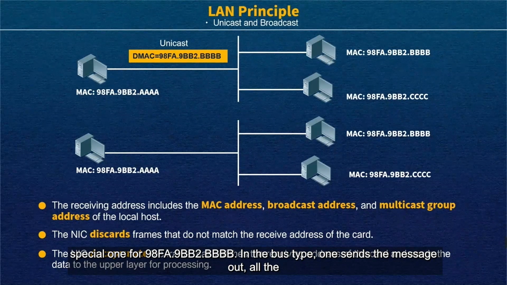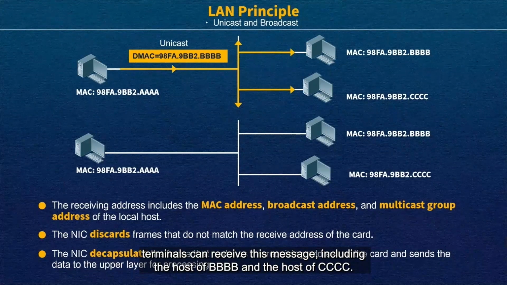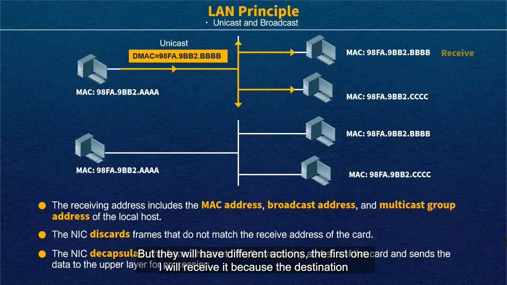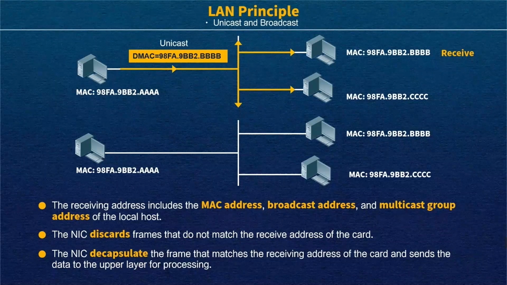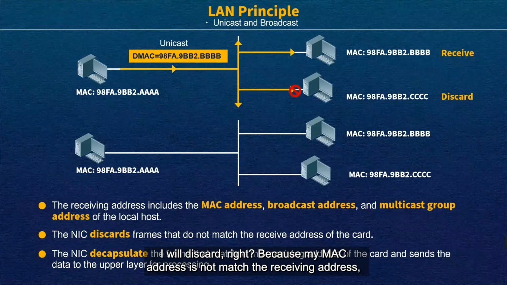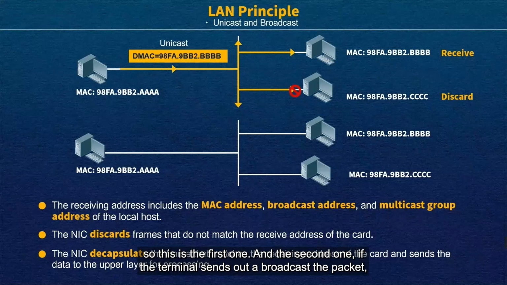In the bus topology, when I send the message out, all the terminals can receive this message, including the host of BBB and the host of CCC. But they have different actions. The first one, I will receive it because the destination MAC address is my MAC address. But the other terminal will discard it, right? Because this MAC address does not match the receiving address. So this is the first one.